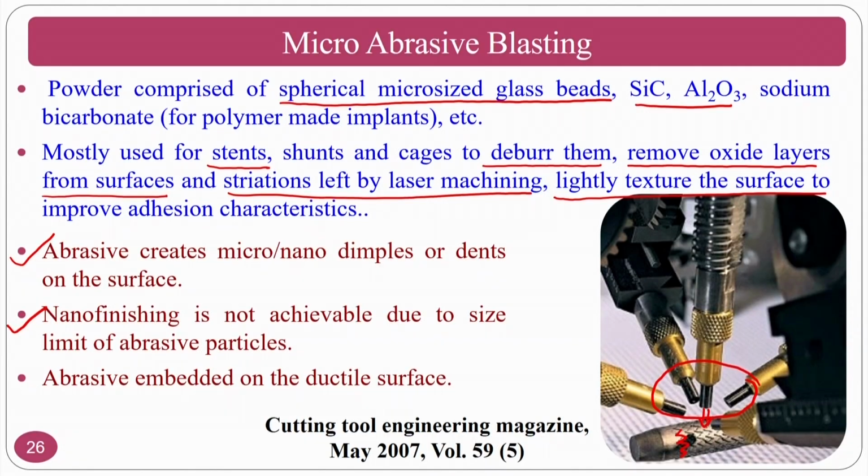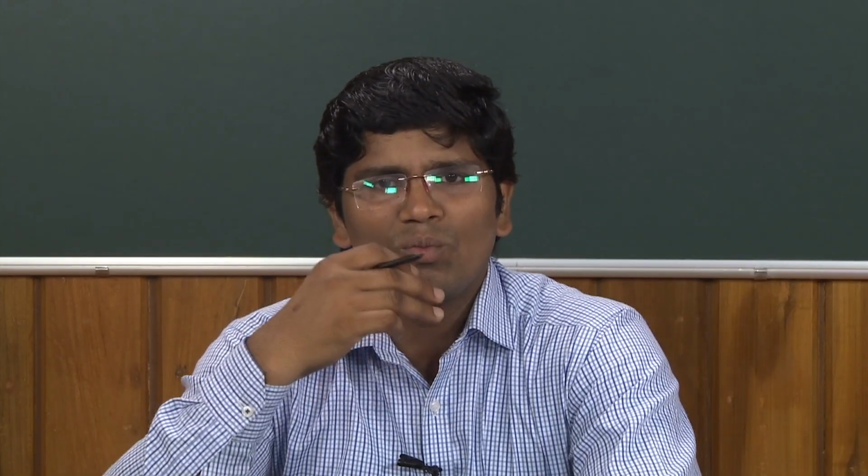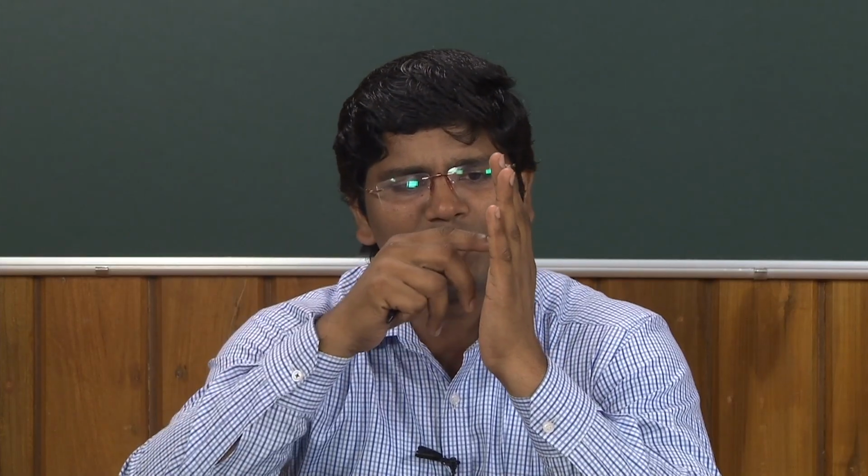The abrasive embeds on the ductile surface. Normally, if I want to do this blasting for aluminum, this type of ductile material, what will happen? Whenever you impinge, these particles will go and embed inside. That is the biggest problem. Then machining also will become more problematic. If this is aluminum and an abrasive particle sits or embeds here, the next abrasive particles will come and hit. So rather than creating some pattern on the surface, it will have a deteriorated surface by the embedding of a series of abrasive particles. This is one of the drawbacks of this process.